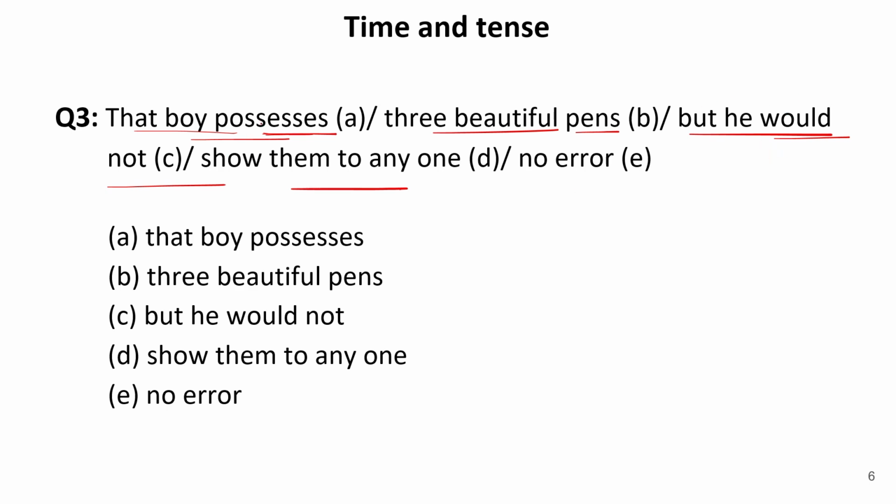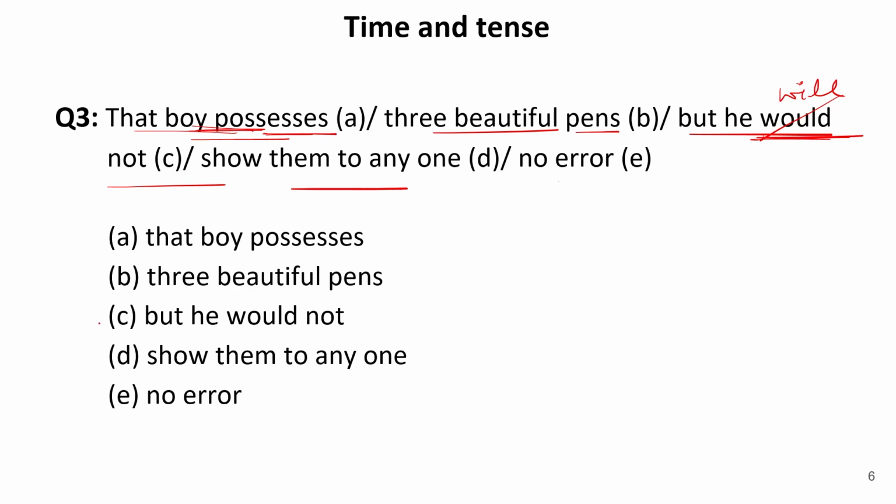Now, if I change this one, that boy possessed 3 beautiful pens, but he would not show them to anyone. So, this is just that has happened already. But here, the imagination part is given. Therefore, we have to rectify this part, that but he will not show them to anyone, according to the first part, because that boy possesses 3 beautiful pens, but he will not show them to anyone. So, this will be the correct sentence.